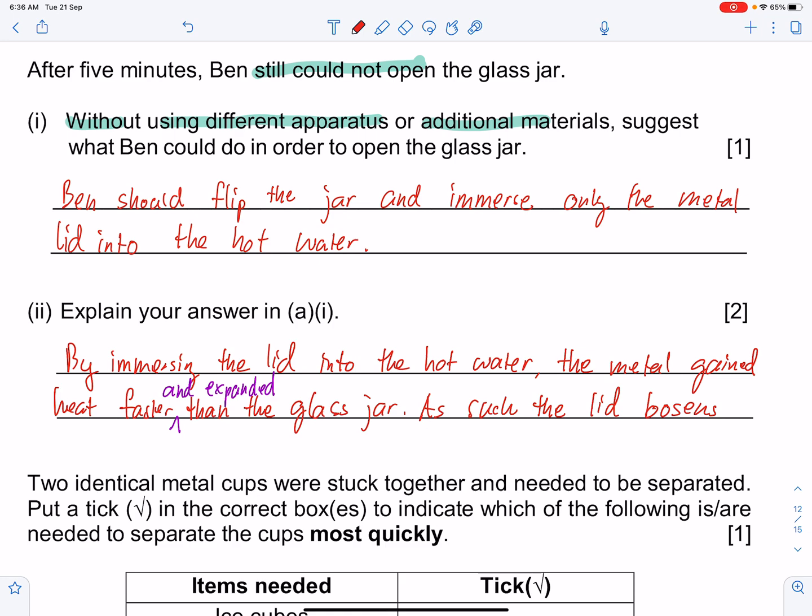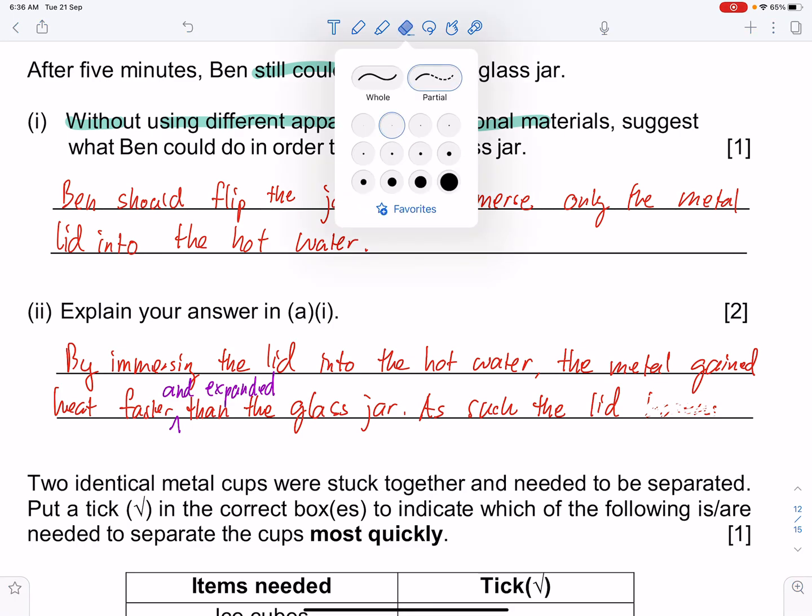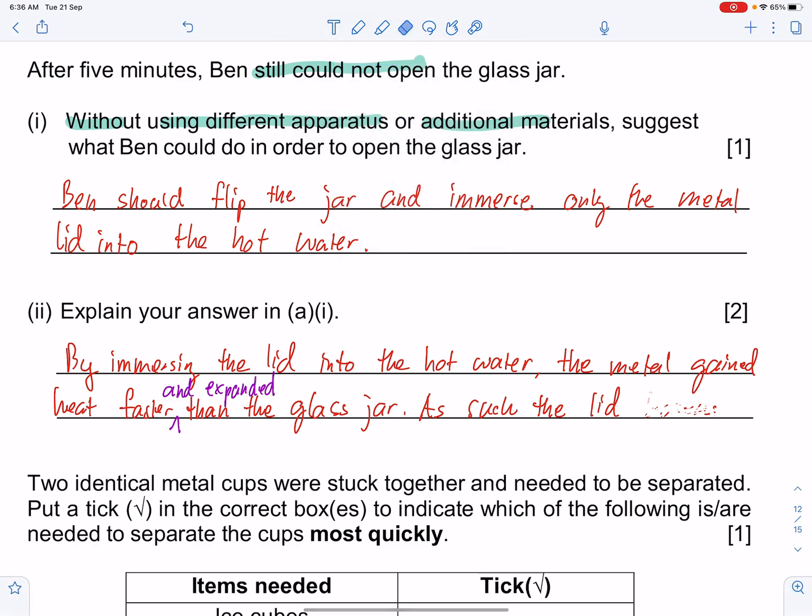or maybe we should, hold on, can I just change this part? Okay, the lid becomes bigger than the glass jar, and Ben can open it easily.